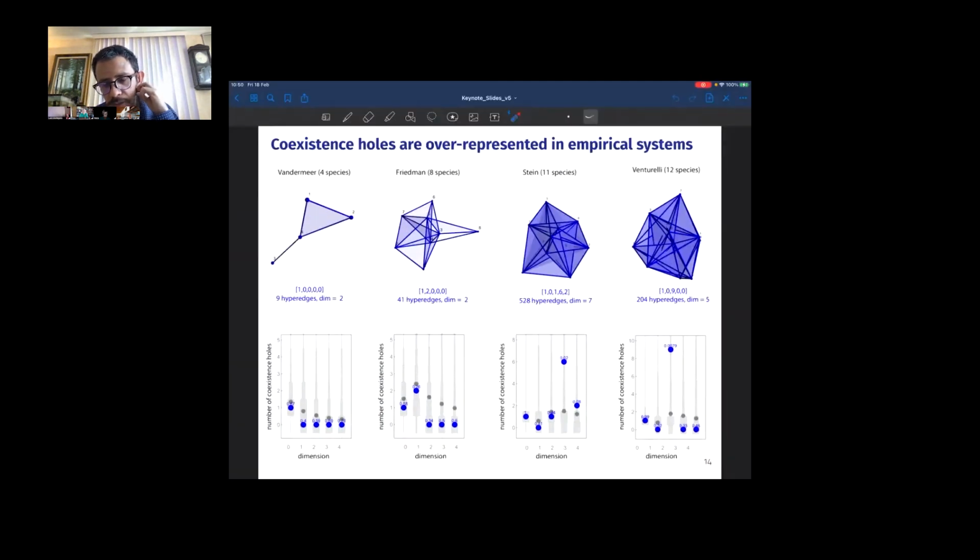And my second question is, I think one generalization, and I think it's a fair one you've been making, is that species coexistence is static.